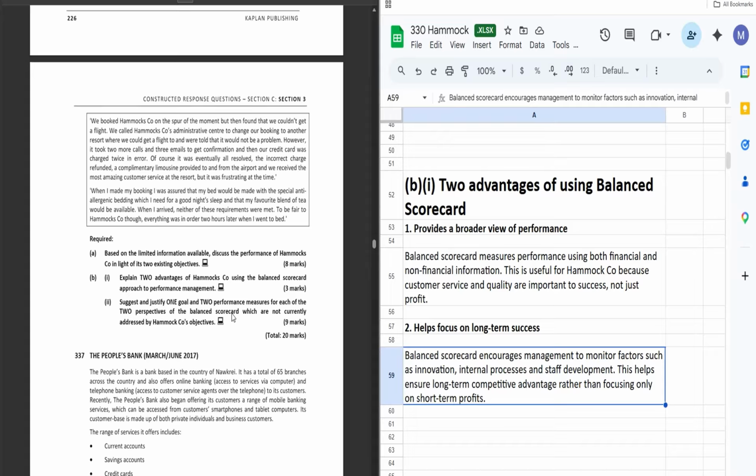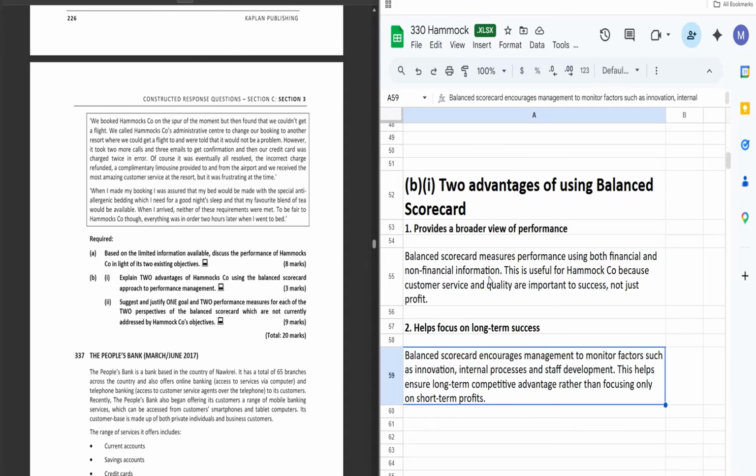So currently Hammock's objective is focusing on the financial perspective and the customer perspective. They are not focusing on the internal process and the innovation and learning side of things. So the question is saying for the remaining two perspectives which have not been mentioned, we need to suggest one goal and two performance measures along with the justification.